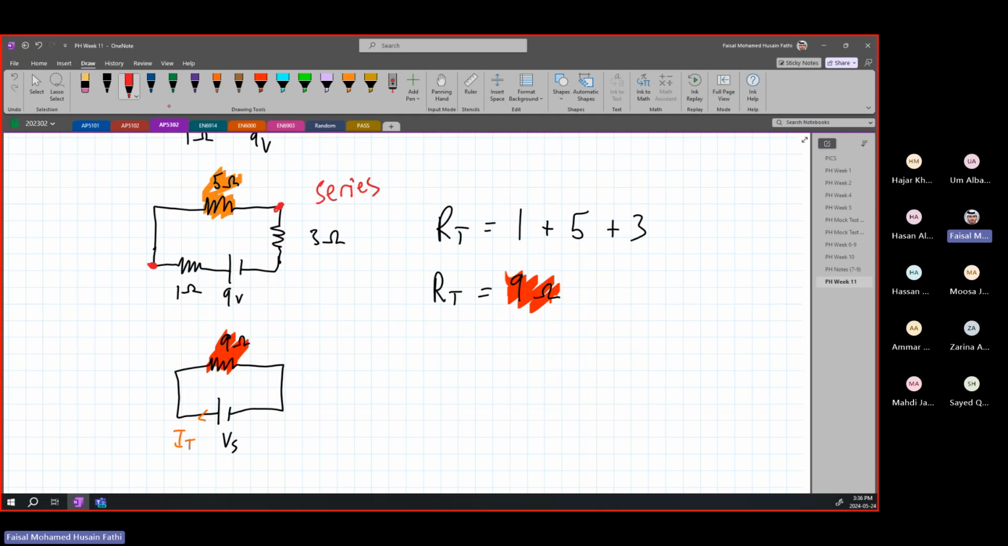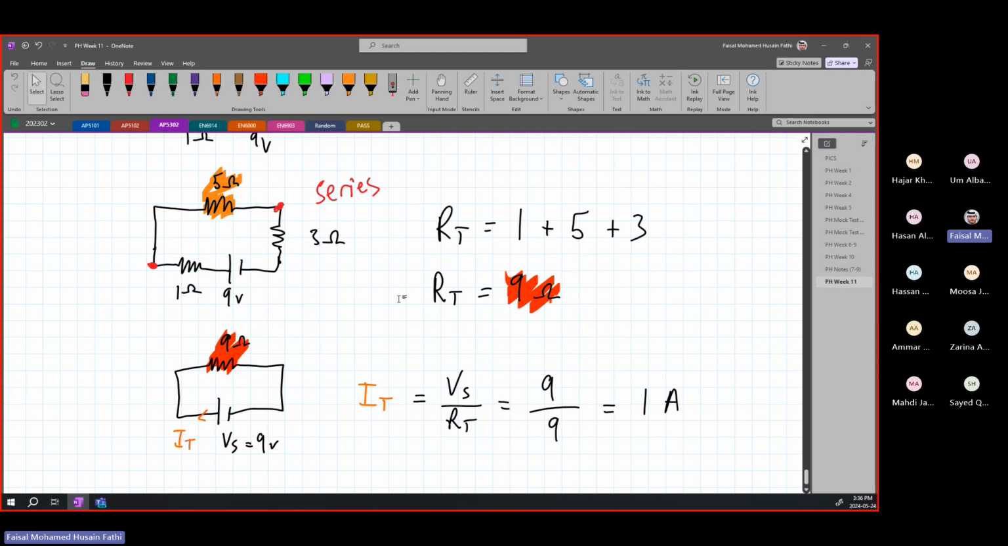Series. Okay? And now if we want to find our I total in this circuit, it is simply equal to Vs over RT, or in this case, Vs is equal to 9 volts, over the total R that we found, which is 9. So it is equal to 1 ampere. That is our total current going through all of it. This is how you do your simplification for any combination circuit, and this is how you can find the current that is flowing through any of this.